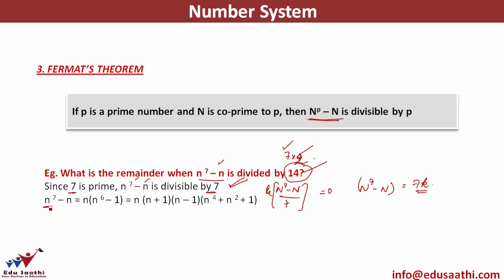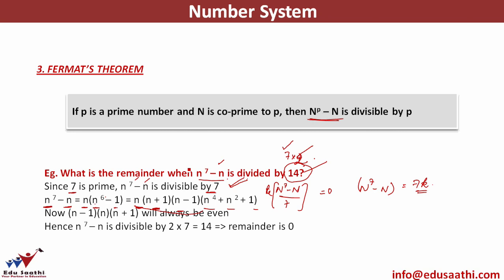Now if I look at n raised to power 7 minus n, I can take n common, it will be n into n raised to power 6 minus 1. I can apply the formula a square minus b square, and I will get the expansion as n into n minus 1 into n plus 1 into n square plus n plus 1 into n square minus n plus 1. Now this is a product of 3 consecutive numbers. Out of 3 consecutive numbers, at least one would be even, so the product will turn out to be even. So this number is even and divisible by 7, which means it is divisible by 14. If a number is divisible by 14, the remainder would turn out to be 0.